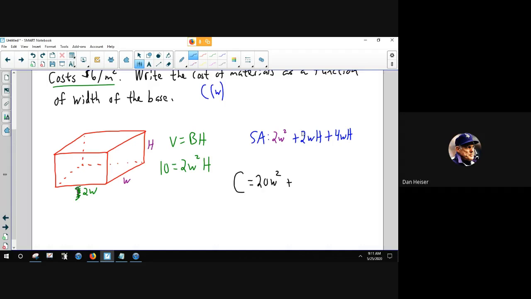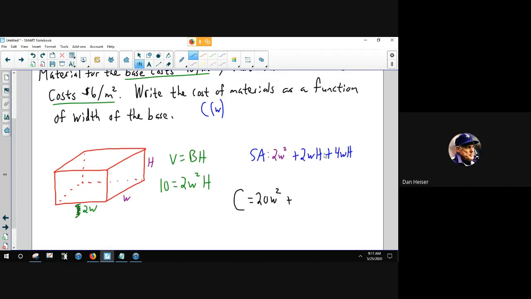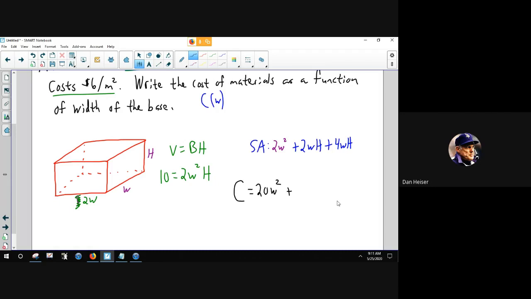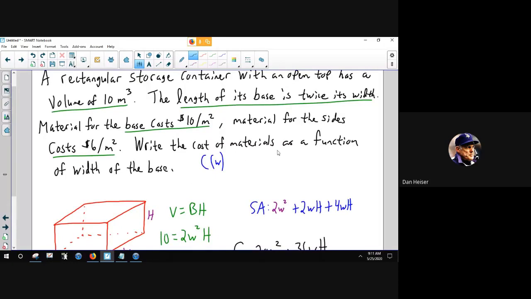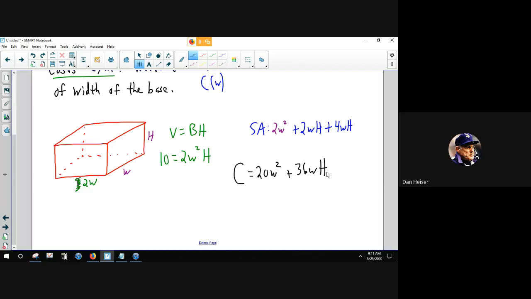Here I have 2WH plus 4WH. That's a total of 6WH. The total area of the sides, 6WH times 6, because each square meter costs $6. 6WH times 6. And there we have it. But again, our goal, write the cost of materials as a function of width. Right now I have height in there, and I don't want that. Height's got to go away.